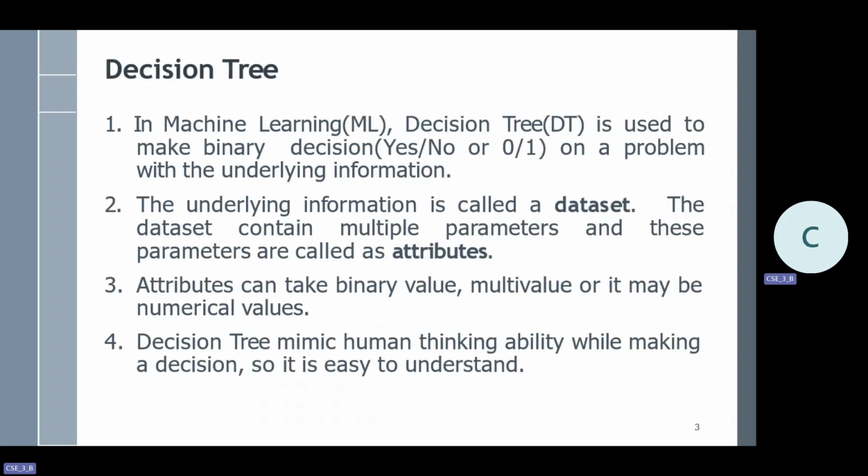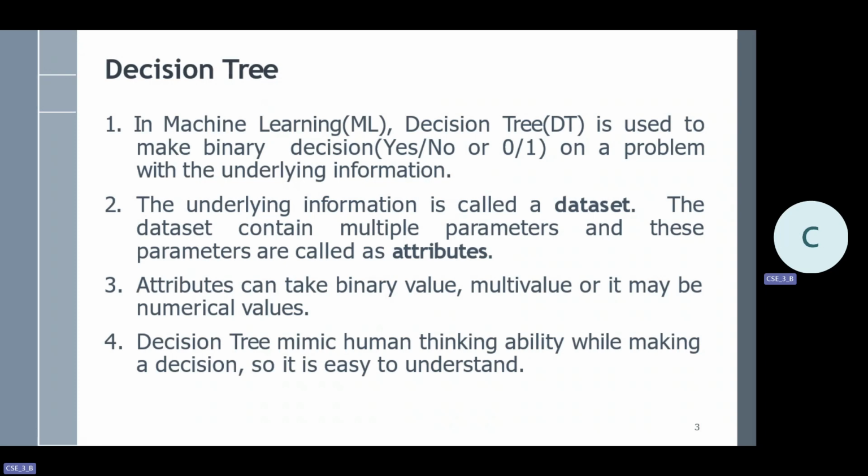First, understand what decision tree learning is, exactly what a decision tree is in machine learning. In machine learning, a decision tree is used to make a binary decision majorly, that is yes or no, or 0 or 1, on a problem with the underlying information. The underlying information is called a data set.